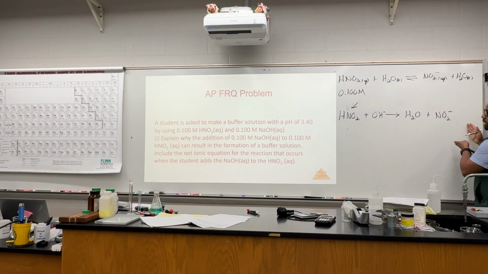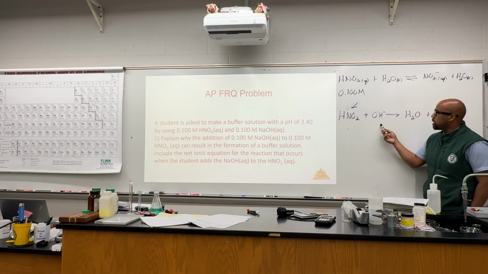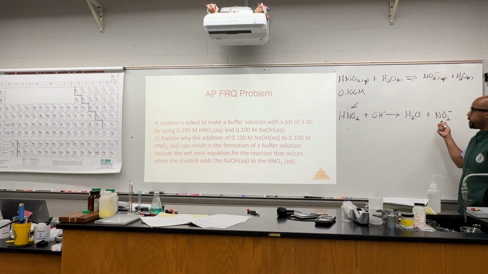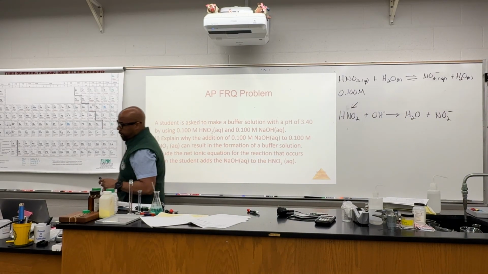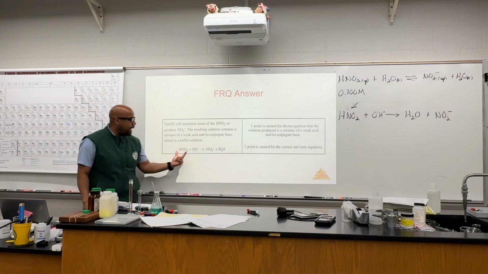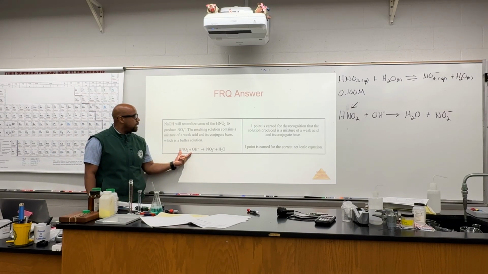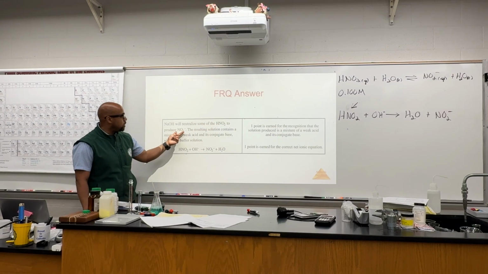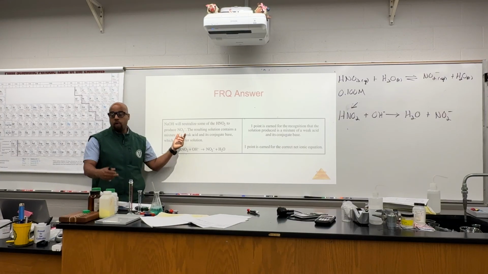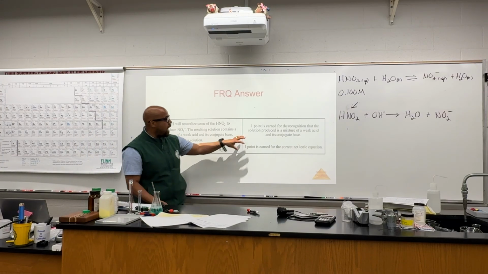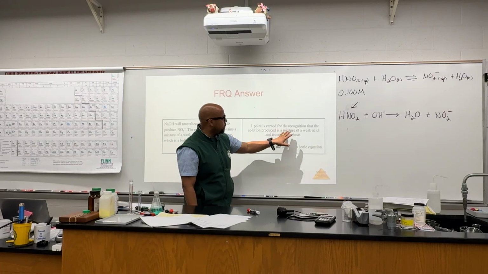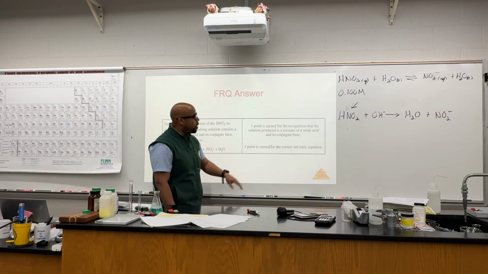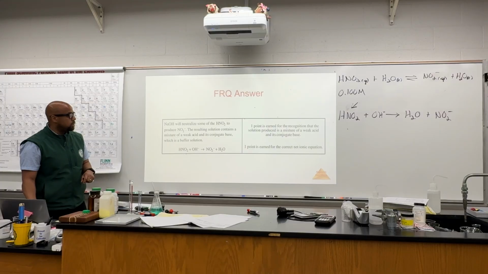So this would represent the net equation, and then your justification would be that by adding the hydroxide, it's going to cause a neutralization reaction to occur and produce the conjugate base that we need. If you look at the rubric sitting right here, there goes the exact same reaction. It tells you that the sodium hydroxide is going to neutralize the nitrous acid and produce that conjugate base that I need, because we know for a buffer we need the weak acid and its conjugate base. One point earned for recognizing the mixture is going to produce the weak acid and conjugate base needed for the buffer, and one point earned for the correct net ionic equation.